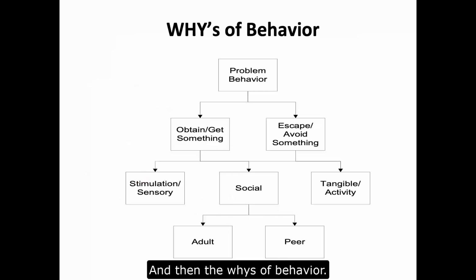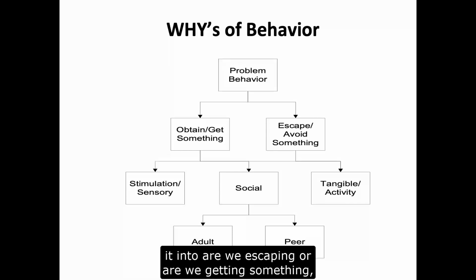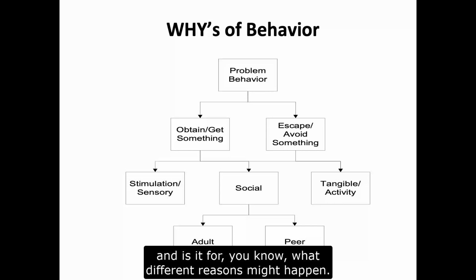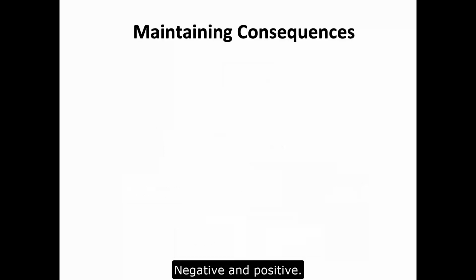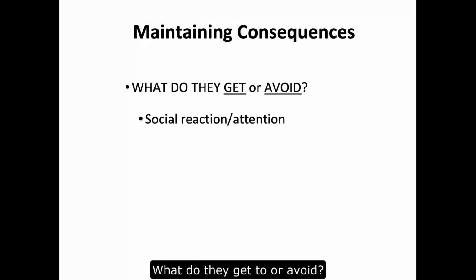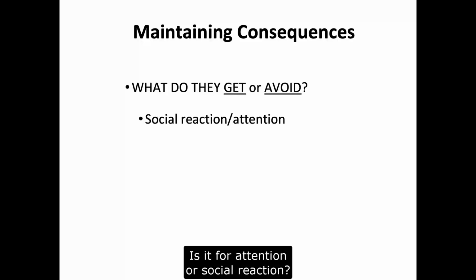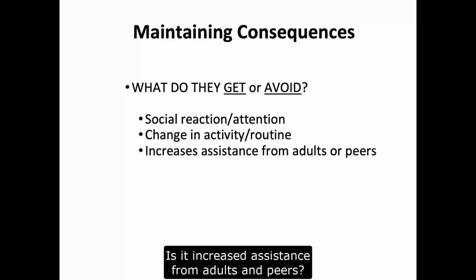And then the whys of behavior. As you look at this chart, you can see if we can define it into: are we escaping, or are we getting something? And what different reasons might it happen? So negative and positive maintaining consequences. What do they get, or get to, or avoid? Is it for attention or social reaction? Is it a change in activity or routine? Is it increased assistance from adults and peers?